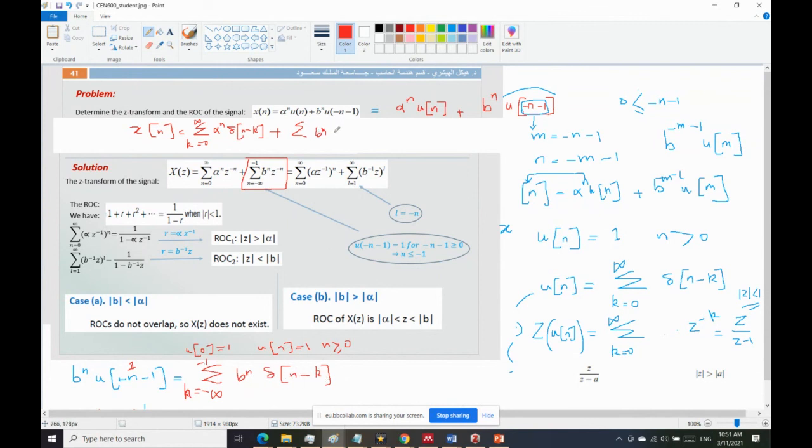Okay, good. So b^n, where k goes from minus infinity all the way to minus 1 only, b^n times shifted versions of delta. So that's what this one is, just a shifted version of delta, but the range is different. It goes from minus infinity to minus 1.